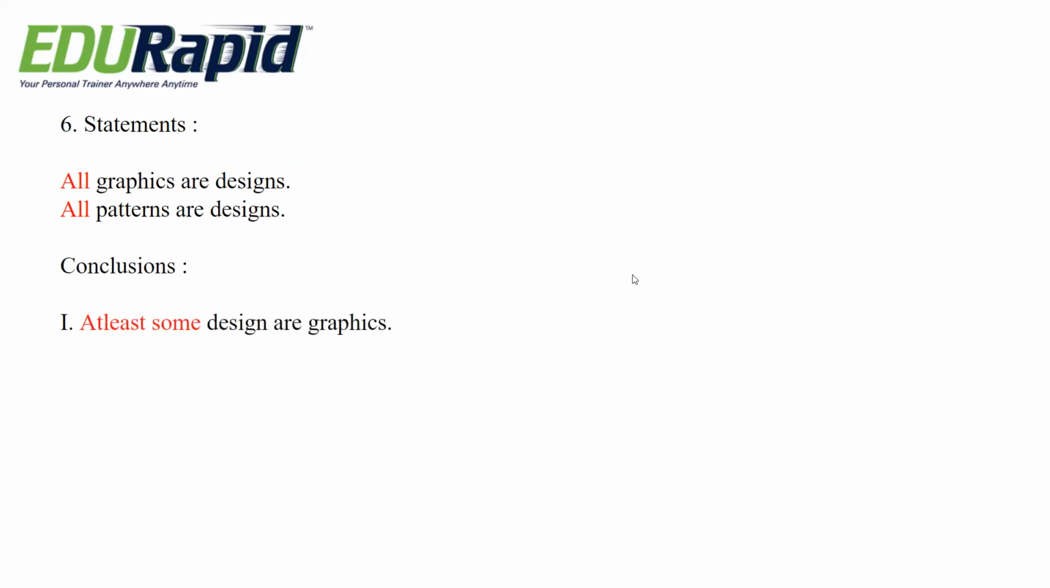Coming to the next question. First statement, all graphics are designs. All patterns are designs. First conclusion, at least some designs are graphics. Second conclusion, no pattern is a graphic. Write down the Venn diagrams.